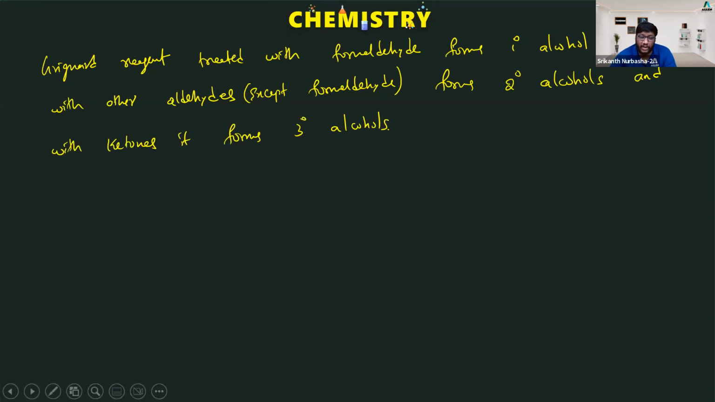So like this, we can understand that a Grignard reagent will form a primary alcohol, a secondary alcohol, or a tertiary alcohol. Next type of reaction, after addition of Grignard reagent, we will have addition of ammonia derivatives.